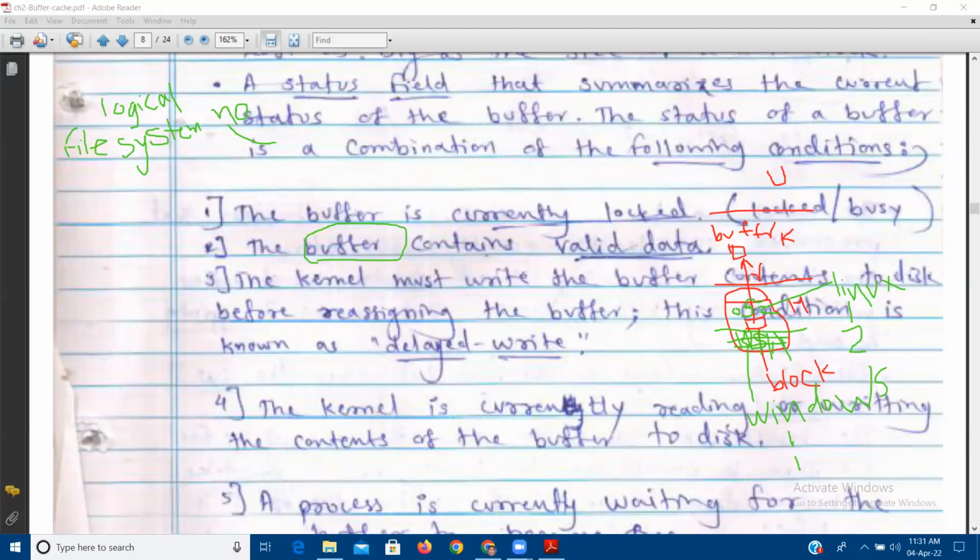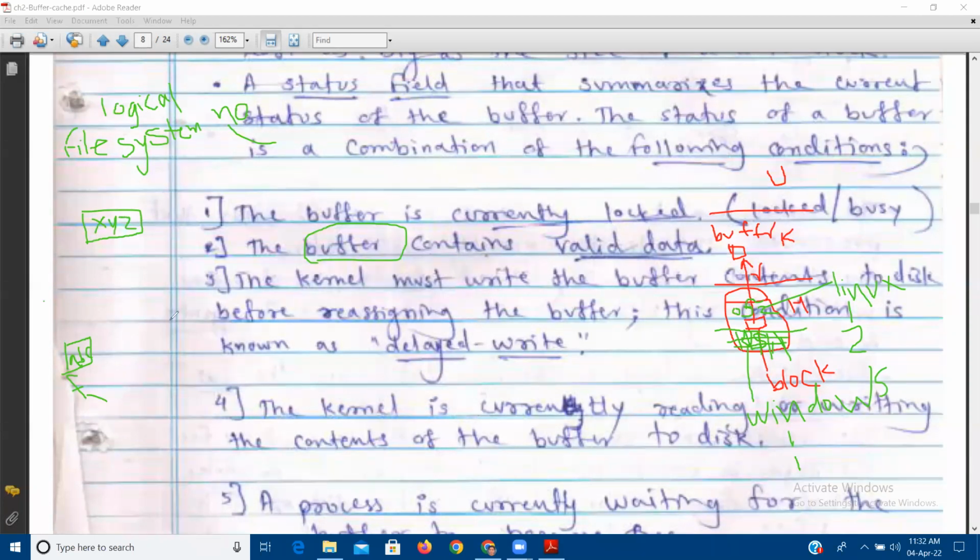It is the first status. Second status, buffer contains valid data. So it depends upon the application whether the data will be valid or invalid. For example, suppose on the hard disk one file is there, say file F1, and this file F1 consists of the data A, B, and C. And maybe a buffer is there with me. That buffer may be consisting of the data, say XYZ.